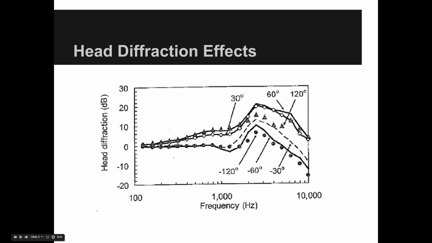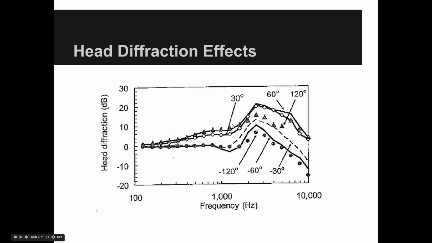So for this graph here, we can view the head diffraction effects. Imagine that we have a speaker that we're able to place at 0 degrees azimuth and move it to 30 degrees or 60 degrees or 120 degrees, with positive angles being on the side closer to the ear, whereas these negative angles are going to be the effects toward the ear where the speaker is not facing.